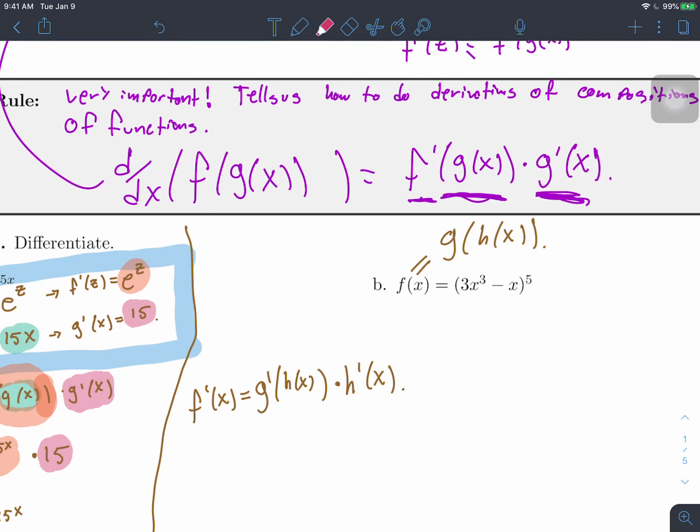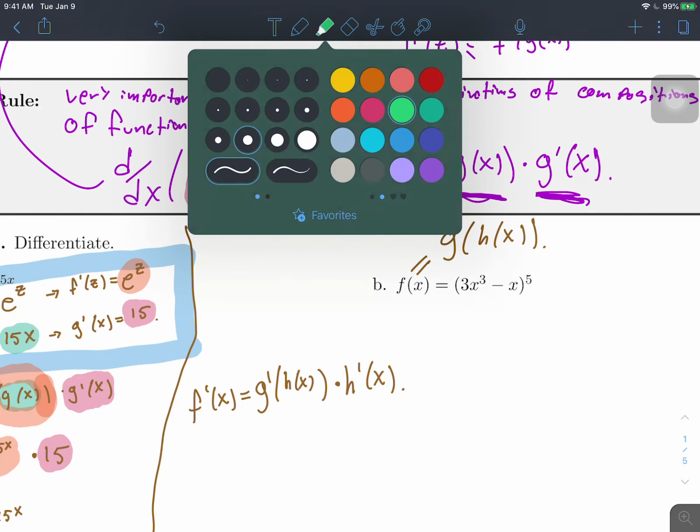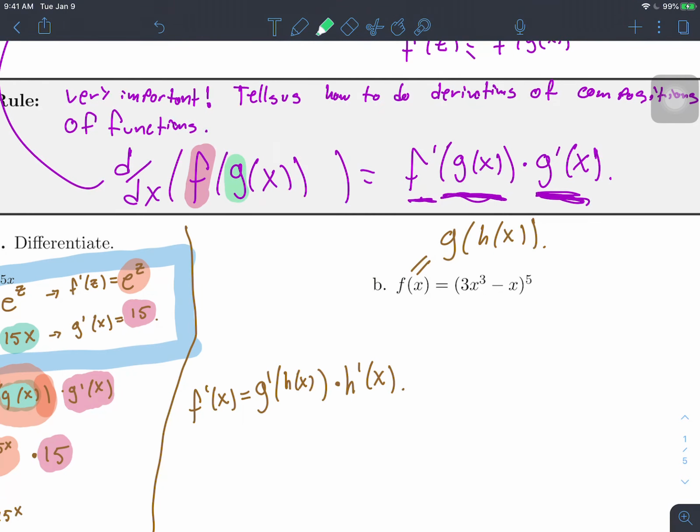We had the derivative of f of g of x. So in our original thing, the outside function was f, the inside function was g. Okay? And we said that if we do the derivative of a composition of functions, what we get is the derivative of the outside function, where we plug in the original inside function, and then we multiply by the derivative of the inside function.